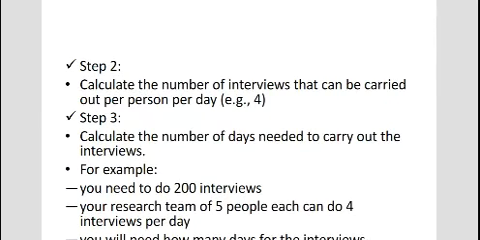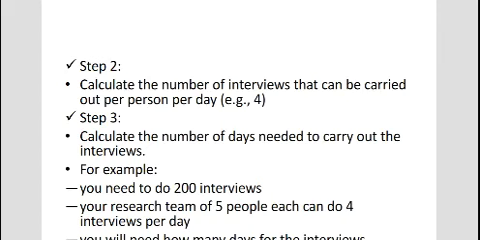Step 2, you must calculate the number of interviews that can be carried out per person per day. For example, we have seen that one person may carry maybe 4 interviews, and you see how many assistants you have. If you have 5, then you take 20 interviews per day. If they are 10, you take 40 interviews per day.